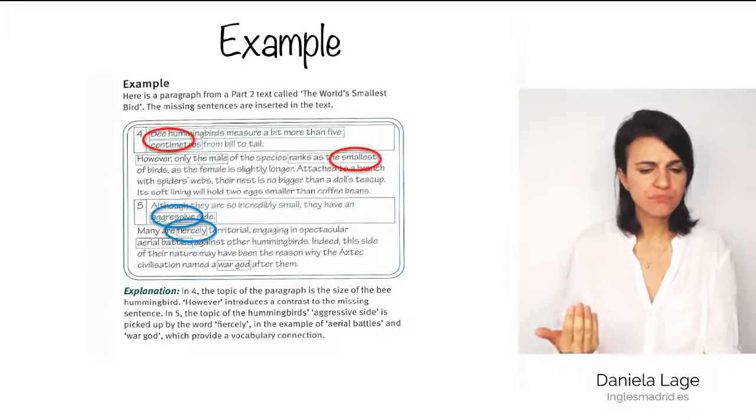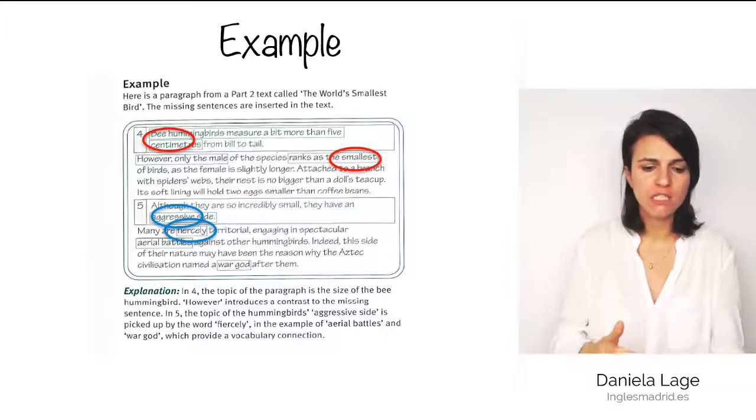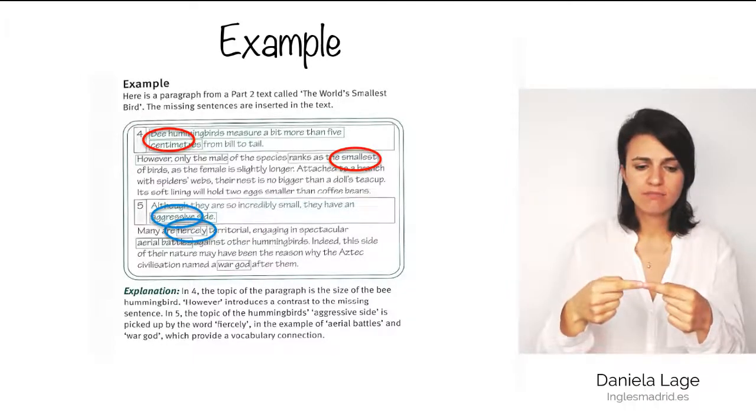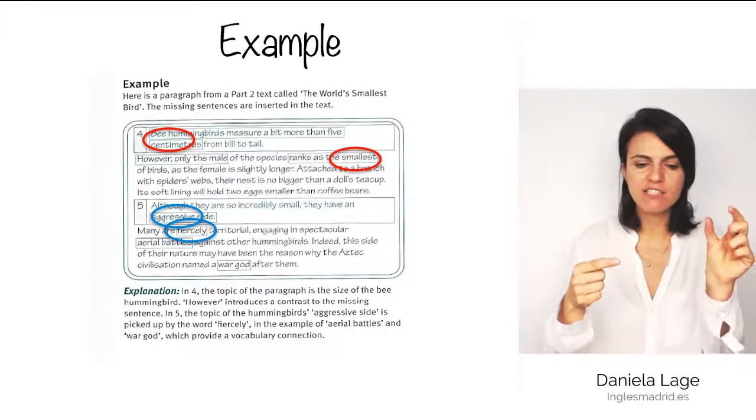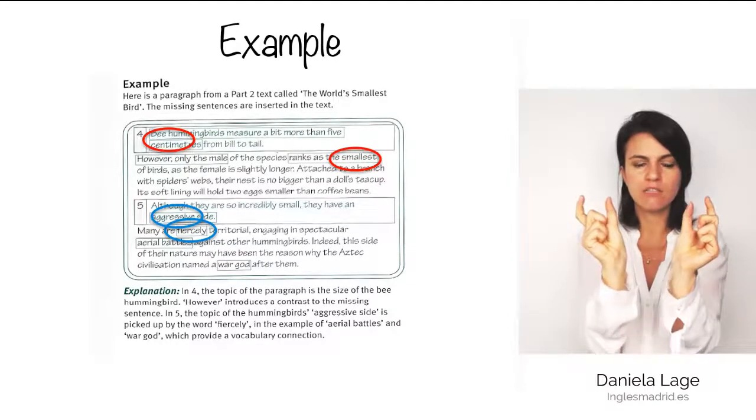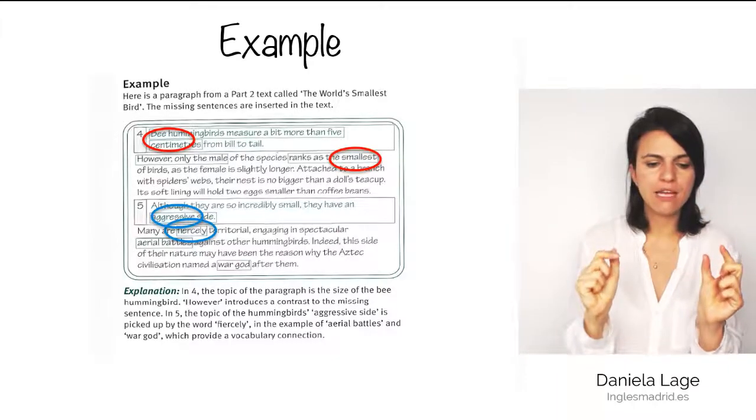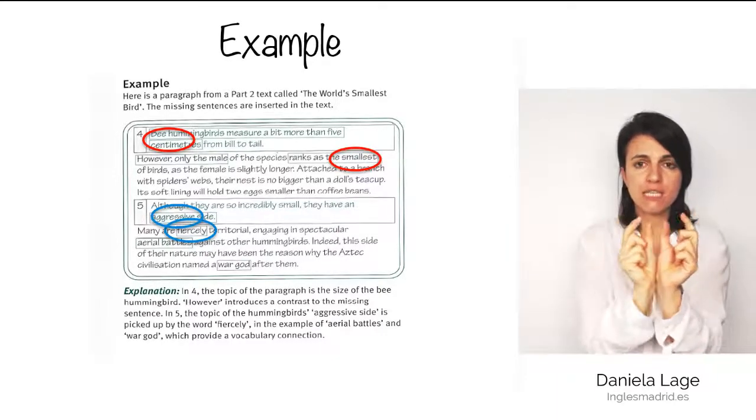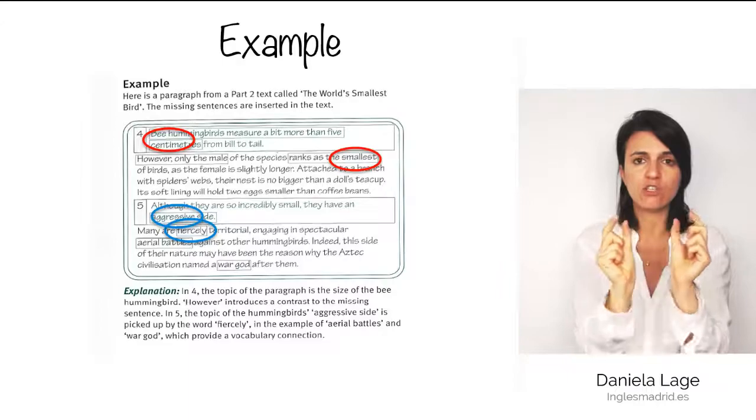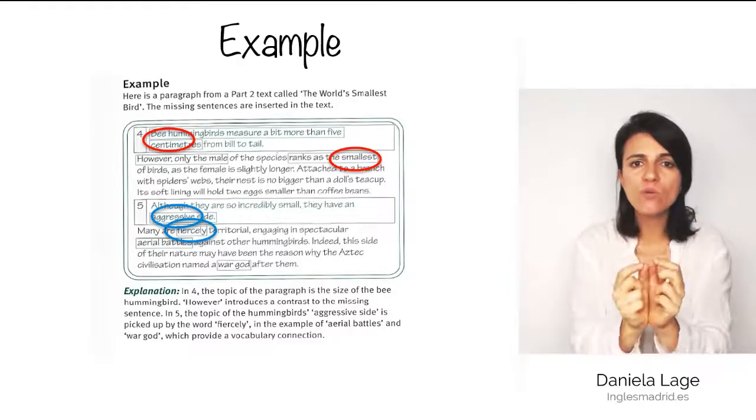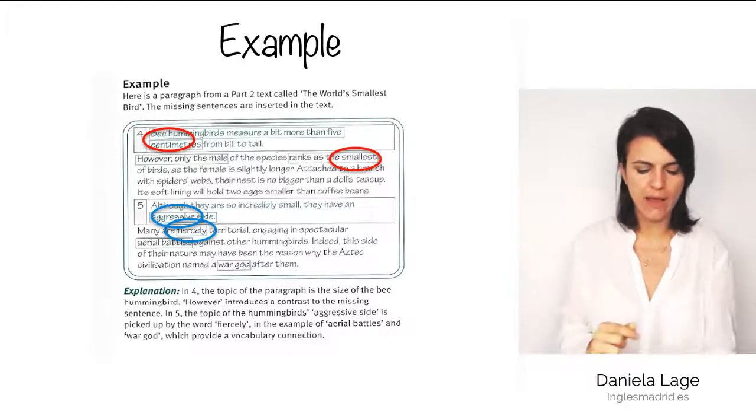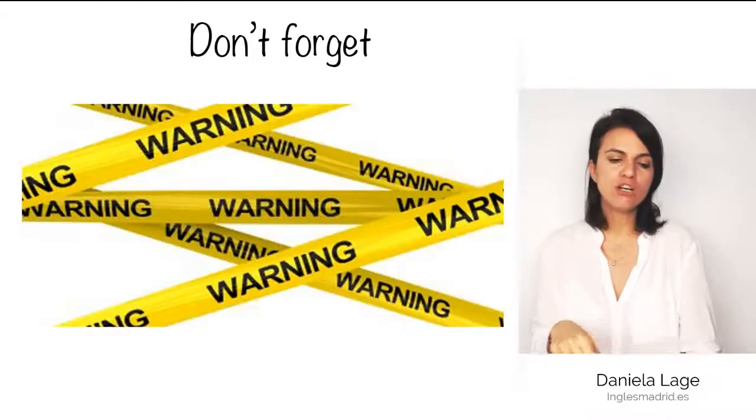Well, here we have connections. Look, we have 5 centimeters with the smallest. See? There is a connection, right? Something small of 5 centimeters. And then aggressive with fiercely, synonyms that also go together. There is always a connection. Always, always. Okay, great.